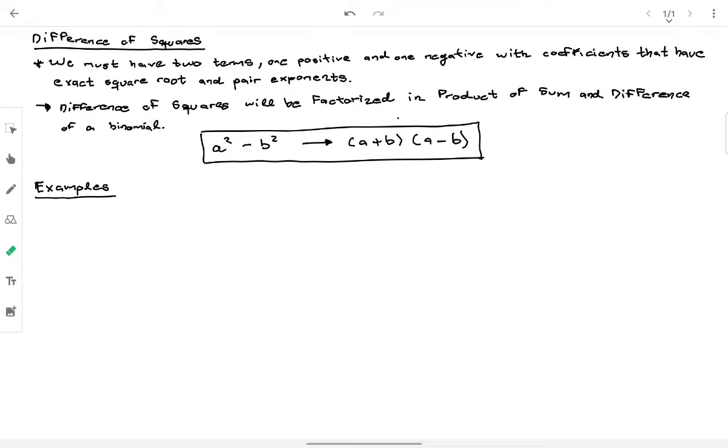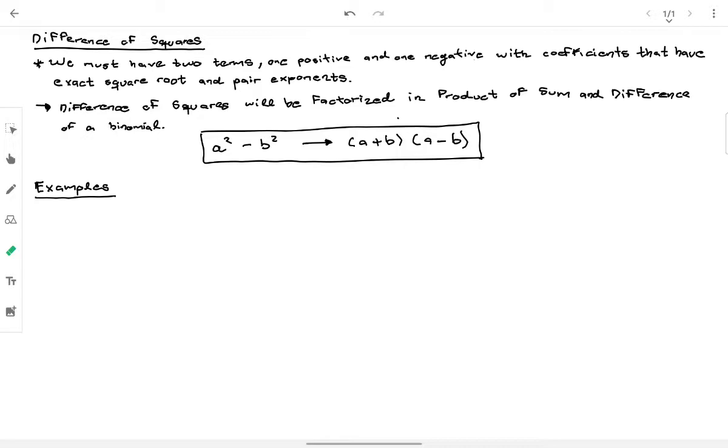Today we will start seeing the topic that is called difference of squares. Difference of squares, as the name says, we must have two terms, one positive and one negative, to be a difference. And the terms must have a specific or exact square root, and their exponents should be even exponents to have a specific square root.